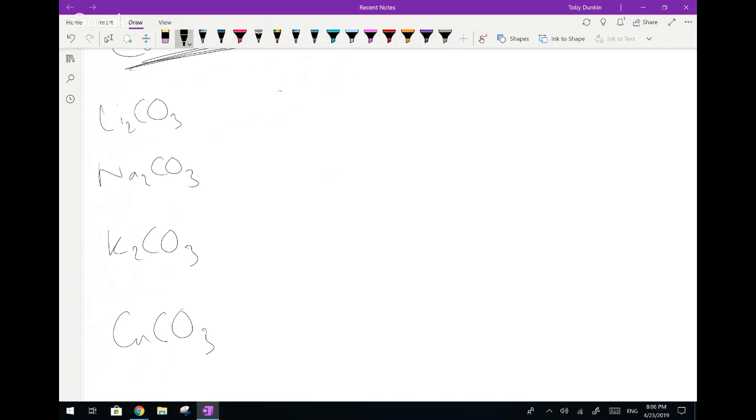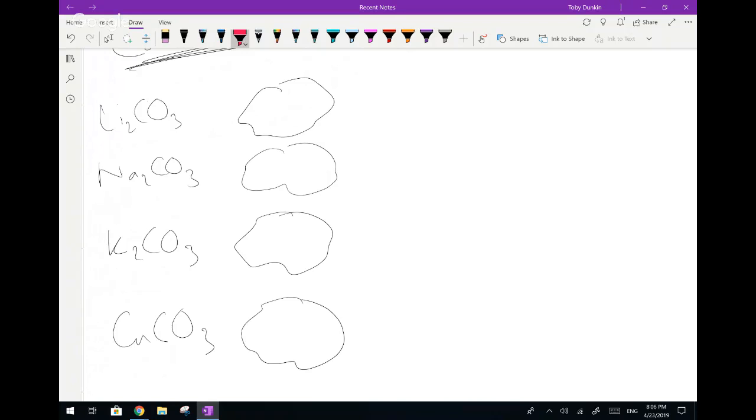Right, so what I want to now talk about here is what's called the stability of carbonates. I'm going to take the solid of all of these. By the way, every single one of them is insoluble. None of these is soluble. So I take these solids and I heat them. If I take solid lithium carbonate, sodium carbonate, potassium carbonate, and copper carbonate, and I heat them.